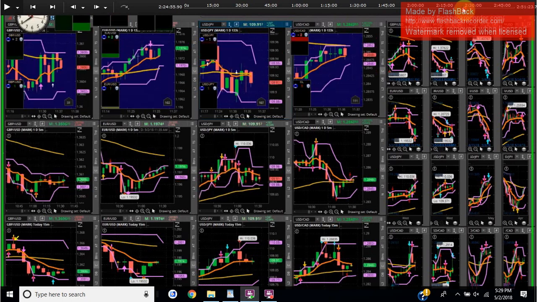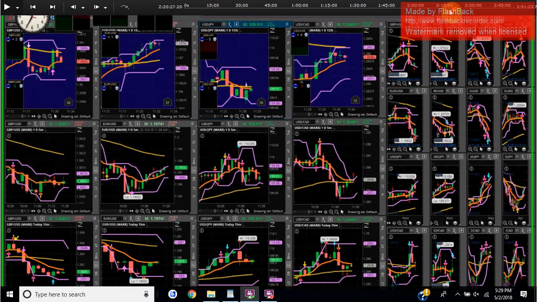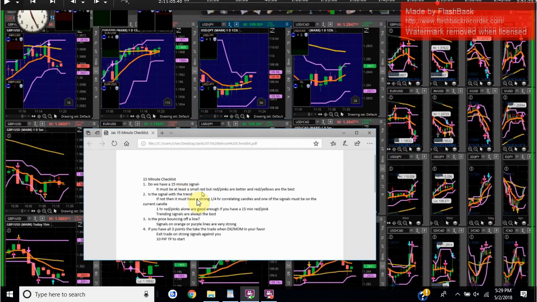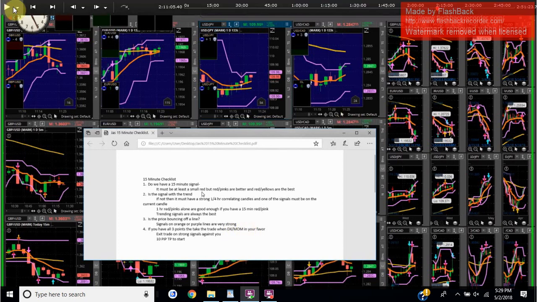Let's see. Was a good time to get in right here. So, Jazz friends, 15-minute strategy. Do we have a 15-minute signal? It must be at least a small red, but red pinks are way better. It's a signal with a trend, and it's a price bouncing off of orange off a line. If you have all these three points, take it with DX and momentum in your favor.